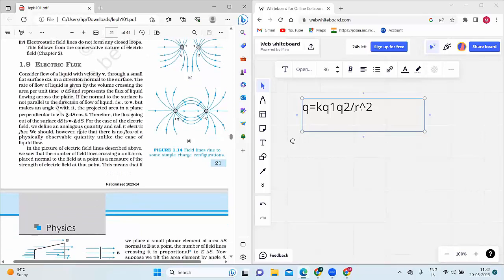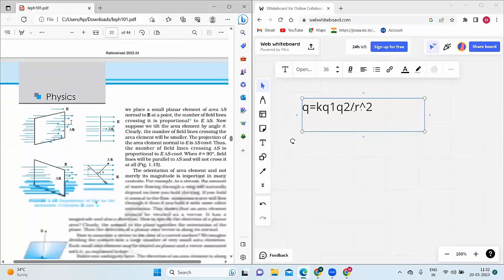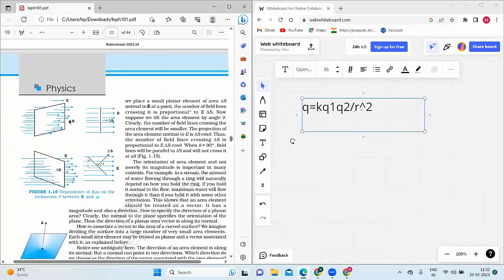Electric flux. Flux is the integral of E dot dS, where dS is the area vector at that location of the surface. E into dS.